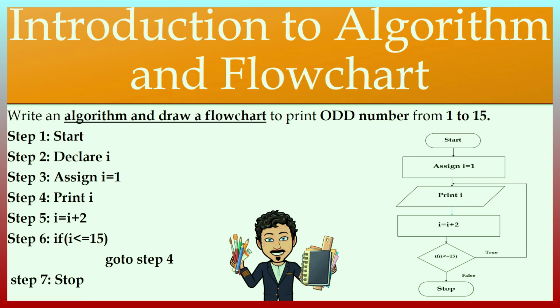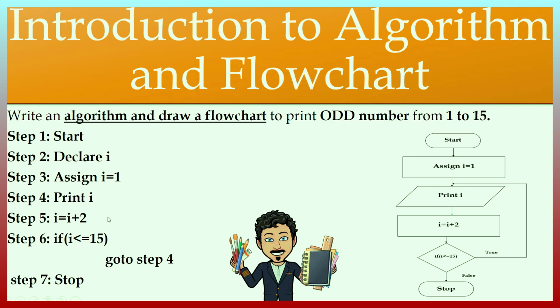Let me explain the algorithm once again. Step 1, start. Step 2, we declare how many variables we are going to use. I'm going to use only one variable called I. I declared it. Step 3, assign I equal to 1. So the first value is going to be 1. I use that value here. So print I. I'm going to print the I value. Then step 5, I equal to I plus 2. So the I value will be incremented by 2. Why? The difference between each number is 2.